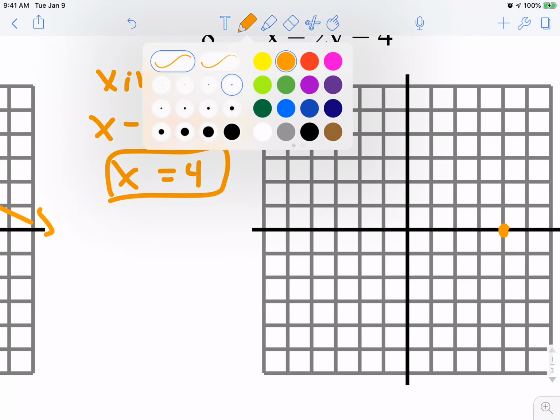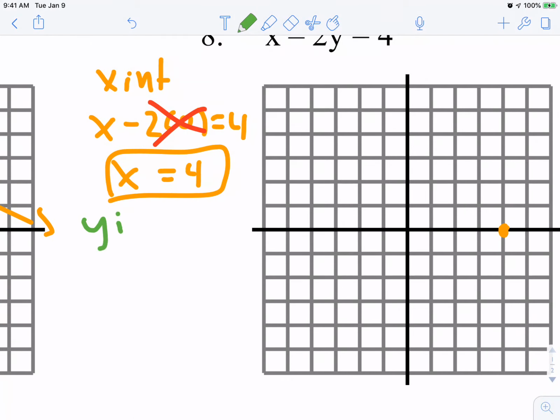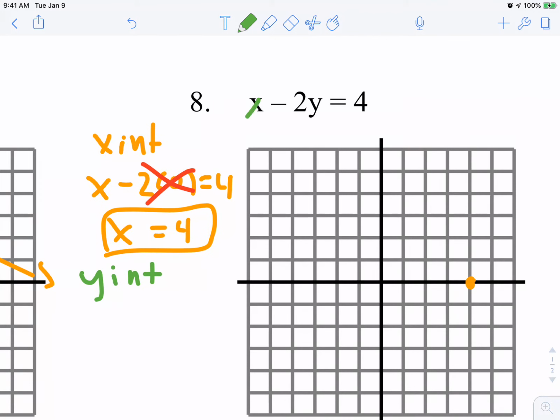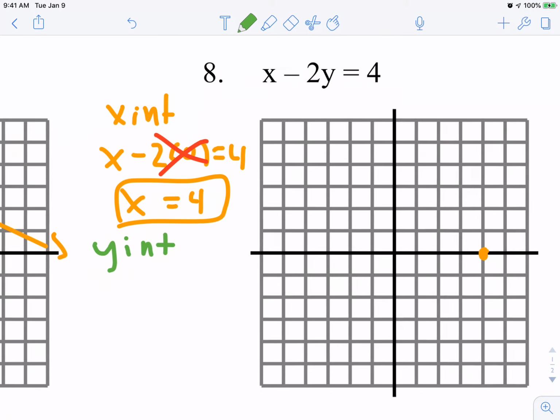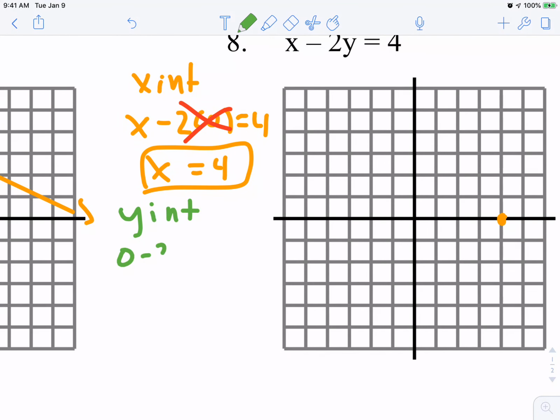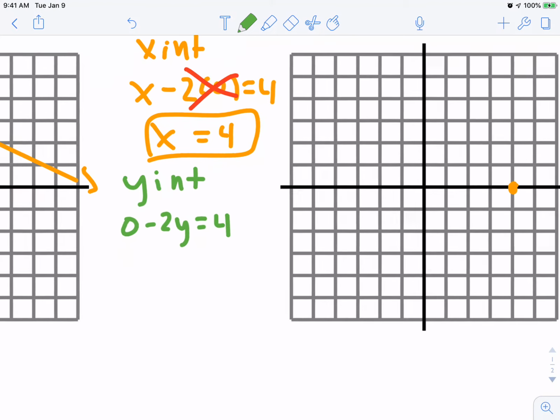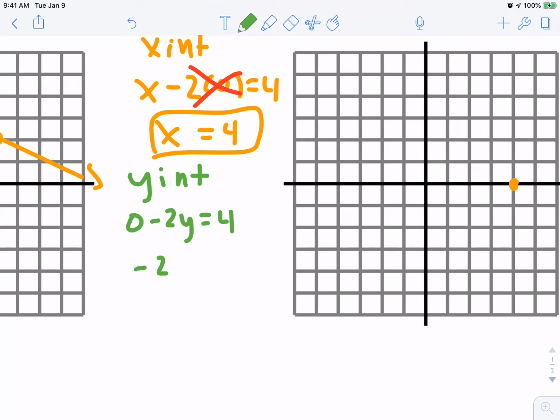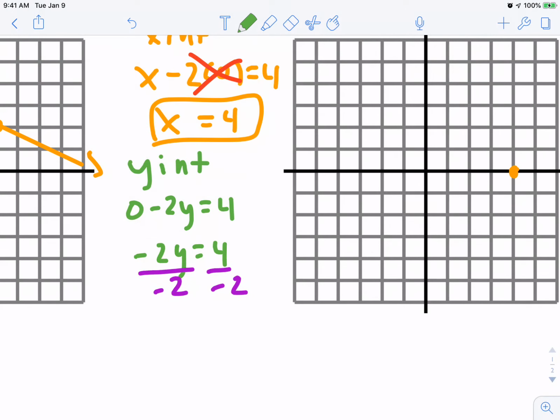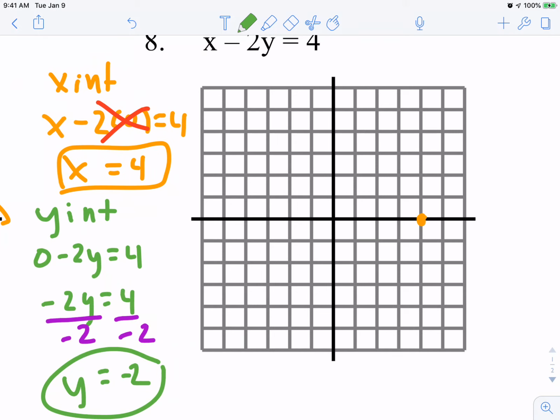Second one, y-intercept. Now y-intercept is when x is equal to 0, so you can get rid of that x. Because it's going to be 0 minus 2y is equal to 4. So the 0 goes away. I have -2y is equal to 4. Now divide both sides by -2. And y is equal to -2. So now y equal to -2, it's right there. Now I can just draw a line connecting them two.